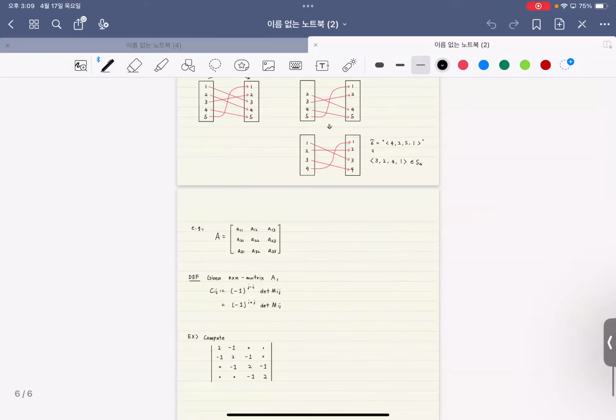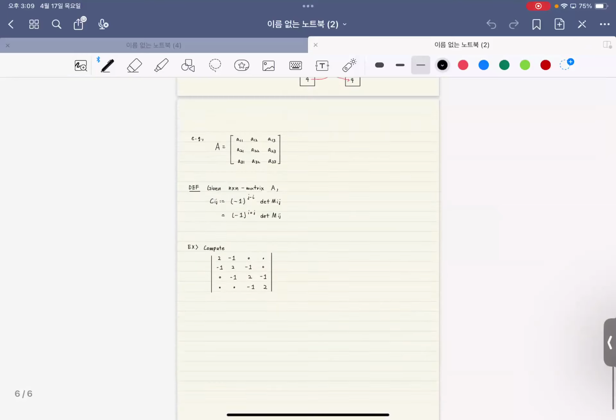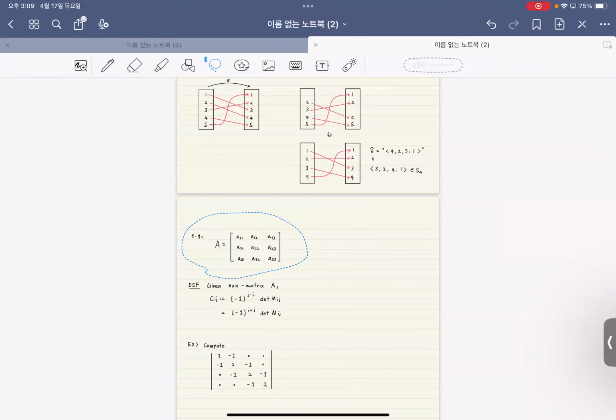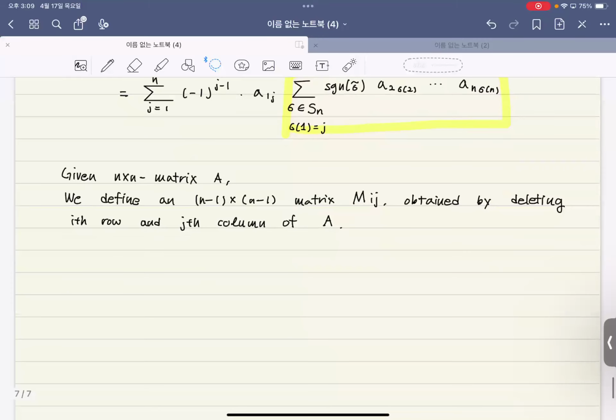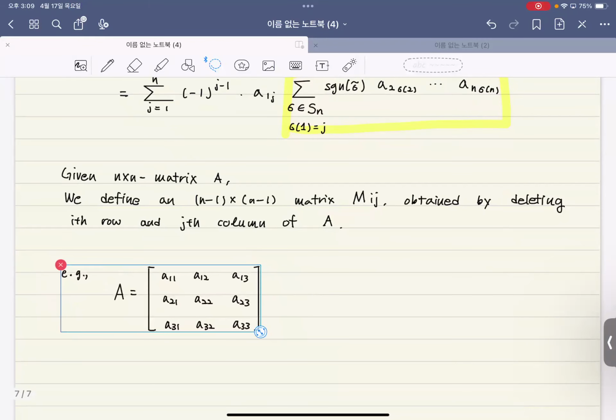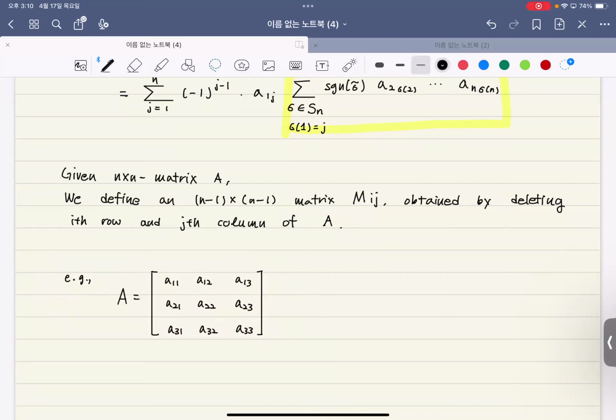So for instance, if I have this matrix, then what is M12? M12 is a 2 by 2 matrix, which is obtained by deleting the first row and the second column. So it must be a21, a23, a31, a33.